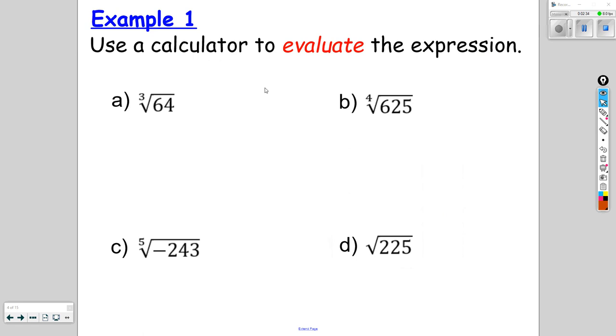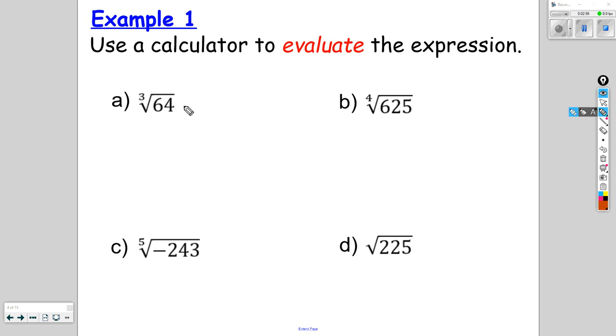All right, so in example 1, we're just going to use our calculator for both example 1 and example 2. So really, I'm just going to write down the answers. You just verify whether or not you get the same thing. Obviously, if you don't get the same thing, then you're not typing in the correct thing in order for the calculator to evaluate that expression.